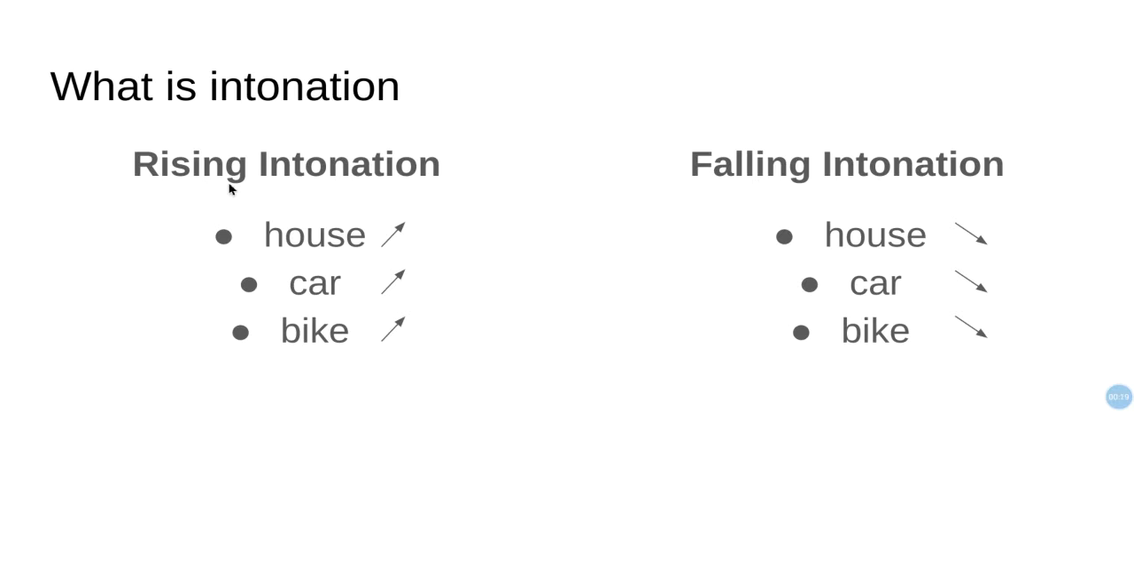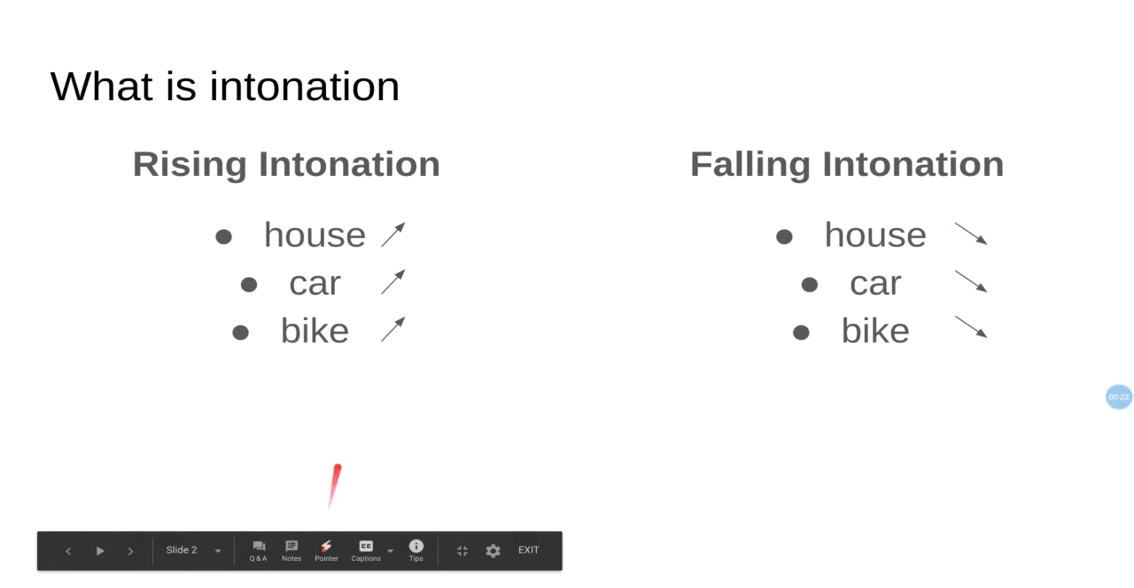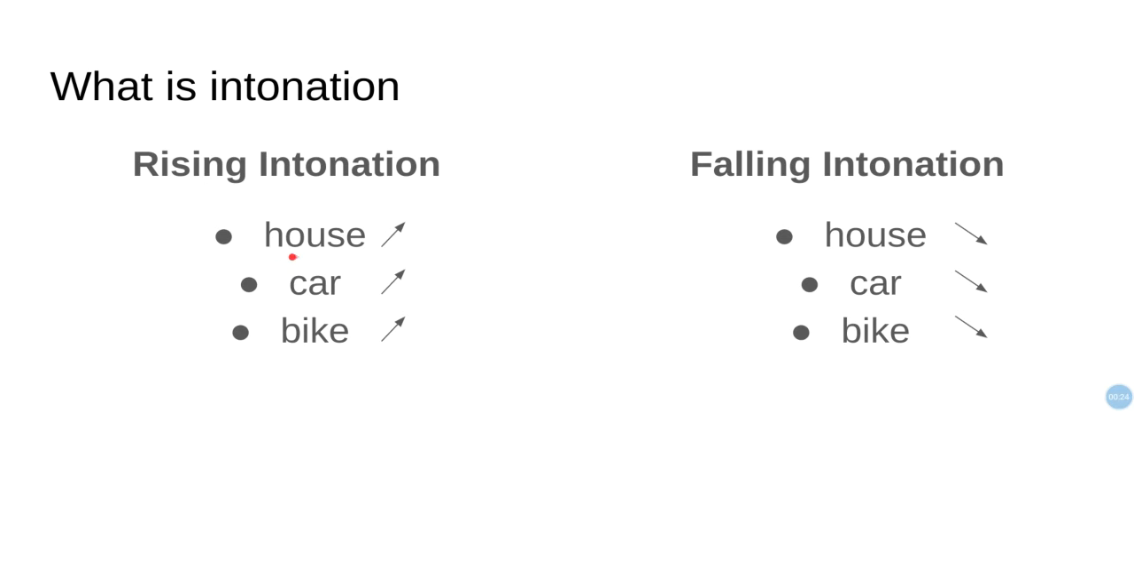And rising intonation is when the sound, the pitch, the intonation goes up. So, for example, this is rising intonation: house, car, bike. As you can see, the intonation, the pitch in my voice goes up. Falling intonation is when the pitch in my voice goes down. So, for example, house, car, bike.